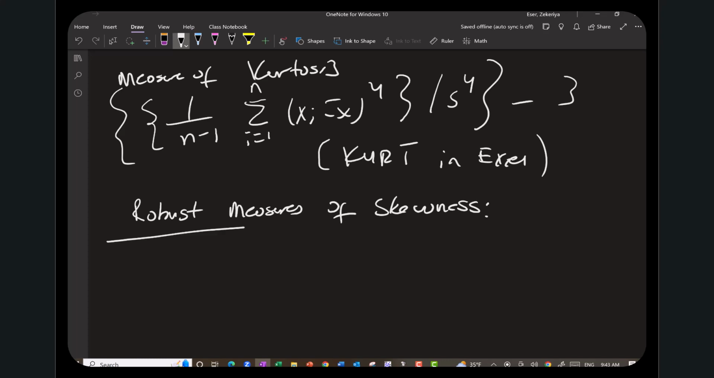Skewness. There's a measure called Galton skewness, named after the statistician Galton, not the guy for whom the hotel in Louisville was named. I don't even know who that guy is. Probably some sort of politician.